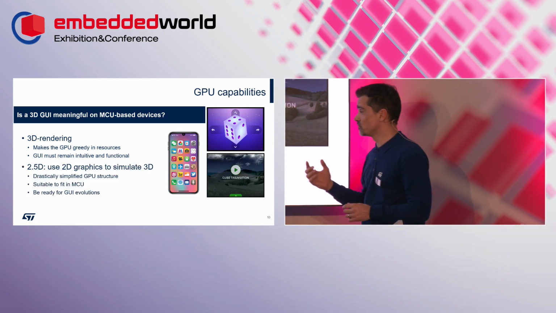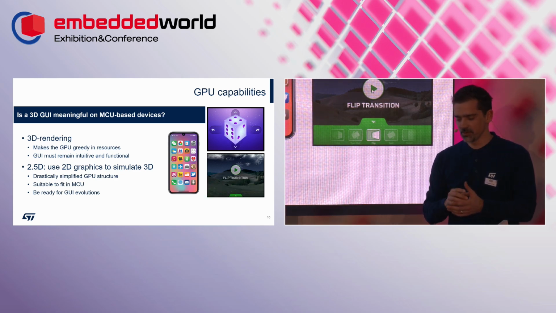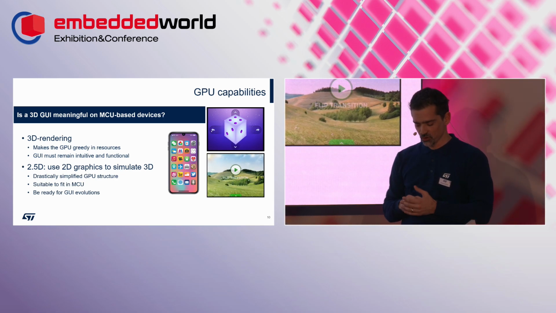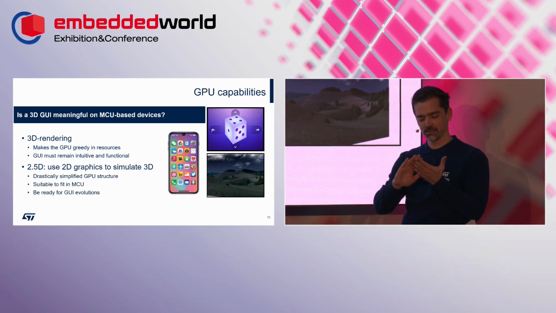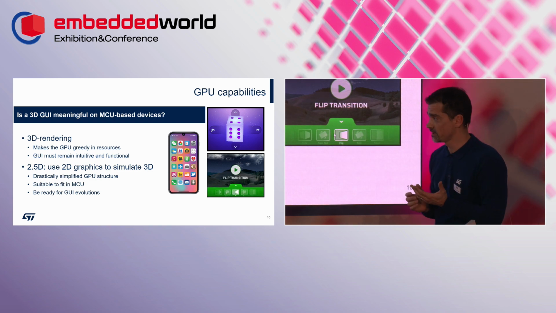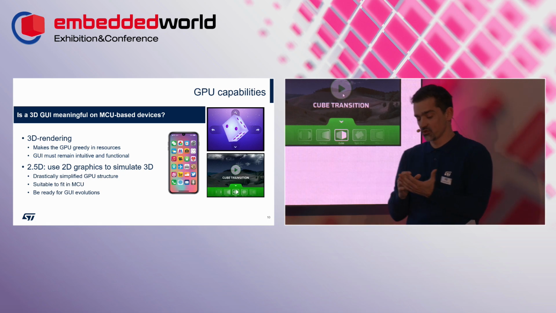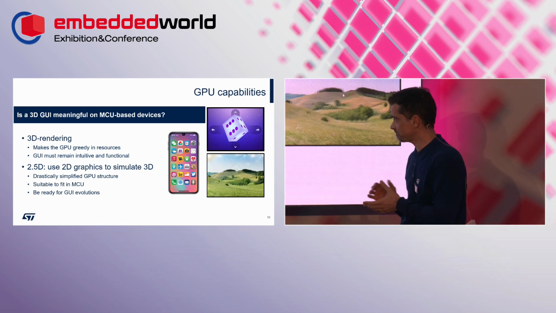We are used to this kind of user interface on 2D panels. We do not have yet, maybe the future will prove me wrong, but for the moment, the only user interfaces we have, the graphical ones, are on displays, 2D displays. What is the meaning of a 3D user interface on 2D displays?